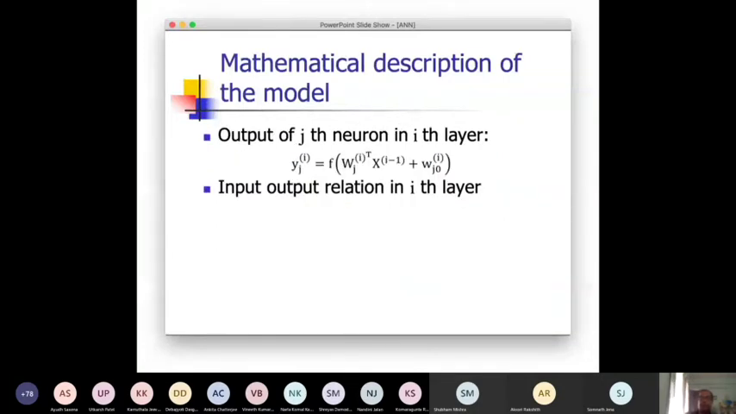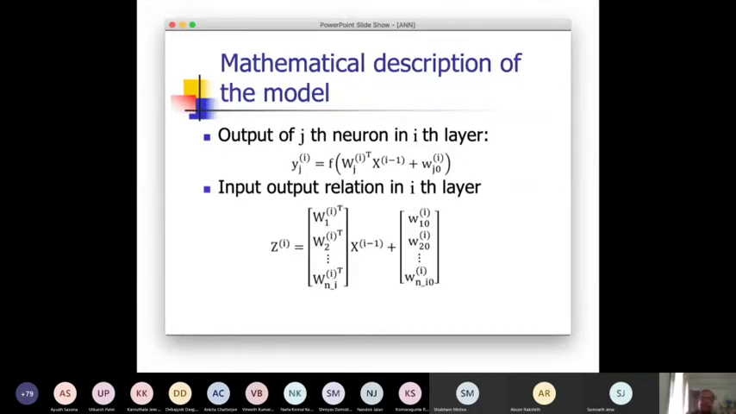So that is the functional description. I can write in this form the output of a jth neuron. For the input-output relation in the ith layer, where you have a set of such neurons, each one needs to be described. Here I am using the vectorial representation, which first denotes the net input to every neuron of the ith layer.